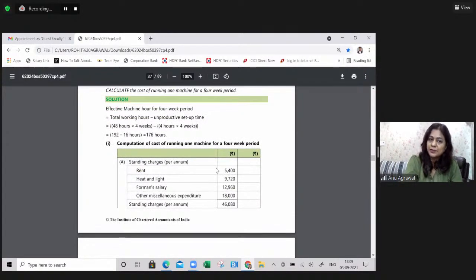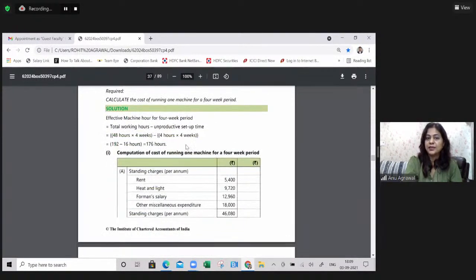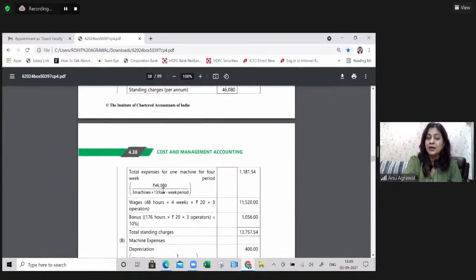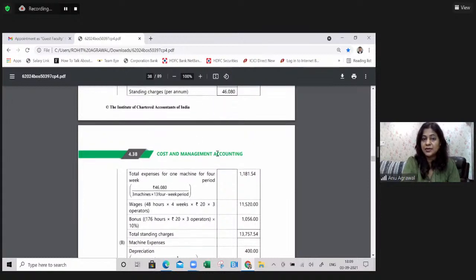Now they have put in all the expenses of the month which they have given us: rent, heat and light, foreman salary, and other expenditure. They have put in all the expenditure. This is a standing expenditure for the whole year. The rest of the expenses are basically weekly. So we need to do it yearly. Now for one machine, they have said that total expenses for one machine for a 4-week period is 46,080.